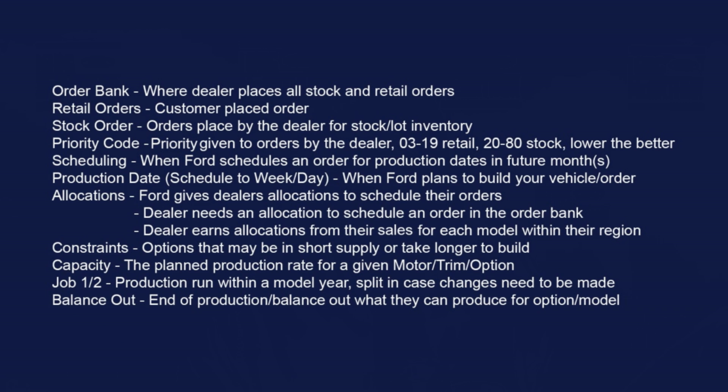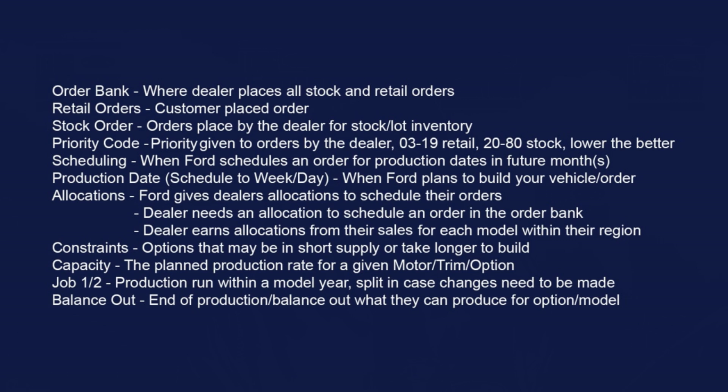So if you get a 19, you don't need to freak out that you're not an 03. You just talk to your dealership and find out, is that what they do for every order? Because if they keep everyone at 19, then there's no unfair advantage for your order necessarily. All right, next, scheduling.